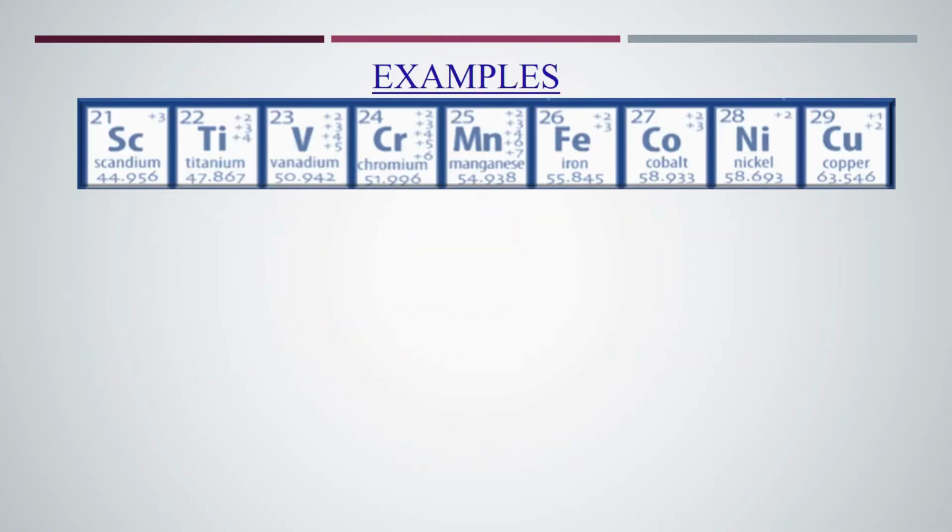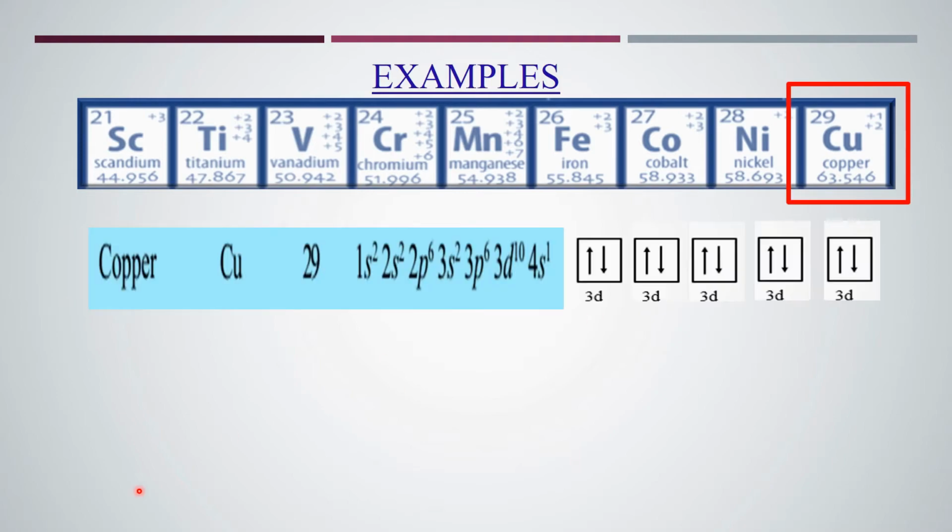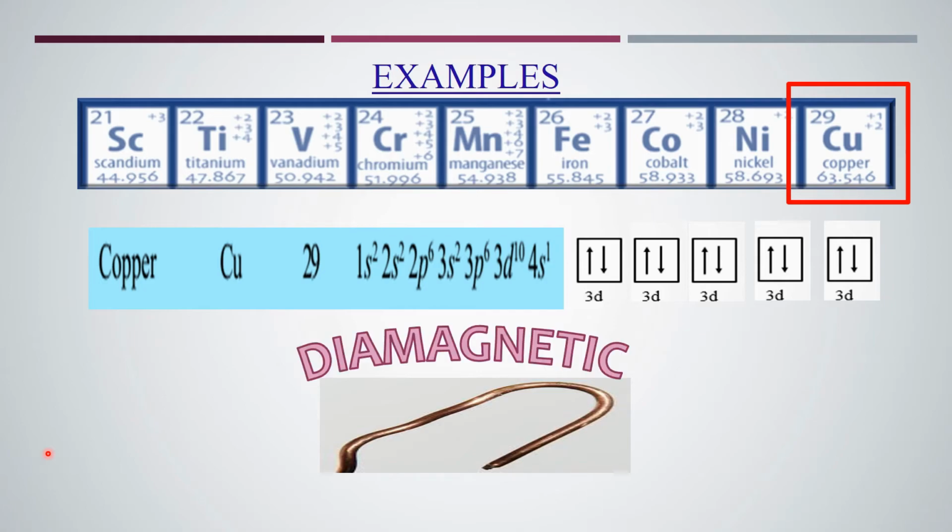If we look at the electronic configuration of the last member of the first transition series, that is copper, the electronic configuration shows that copper has all the paired electrons in the 3d orbitals. One is spinning in the clockwise direction, the other in the anti-clockwise direction, and thus they cancel out the magnetic field of each other. So when we place a copper wire in a magnetic field, it is slightly repelled by the magnetic field, showing that copper metal is diamagnetic in nature.